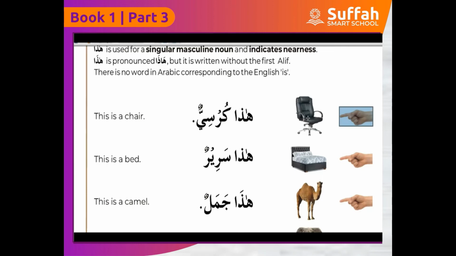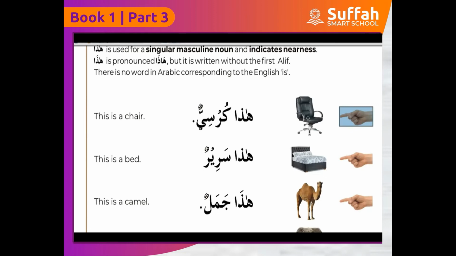Now, in Arabic, there are only two genders, masculine and feminine. There is no neuter gender in Arabic. There is no common gender in Arabic. There are just two genders, masculine and feminine. So if a thing is masculine, we will use hada, and if a thing is feminine, we will use something else. That is hadihi, that we will learn later. So let us not start learning hadihi about feminine, because it will confuse us at this point.